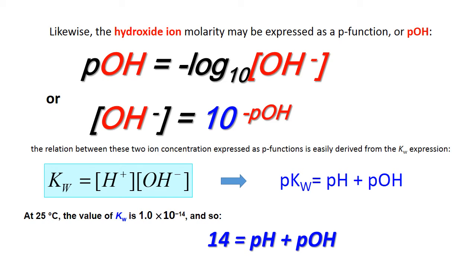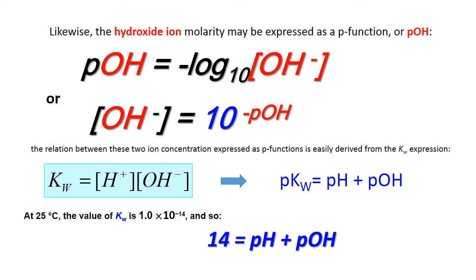Now, the relation between these two concentrations, expressed as P function, is easily derived from the Kw expression. So Kw is H plus molarity multiplied by OH minus molarity. Now, if we are using the same P function for the constant, so pKw is negative decimal log of Kw, then pKw is equal to pH plus pOH.